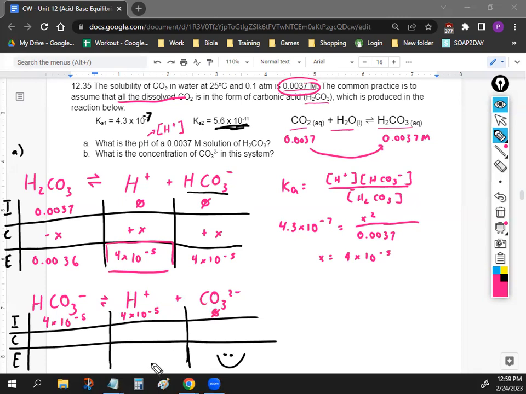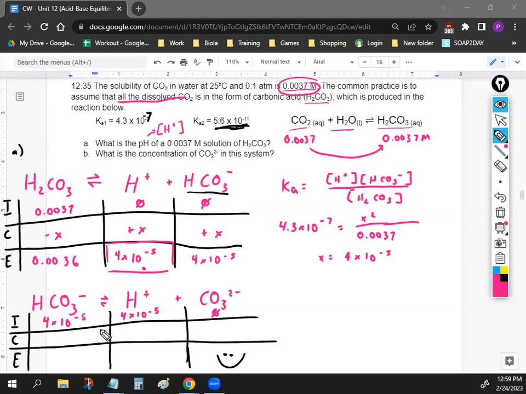Sorry, why are we writing an initial value for H plus? Because we have an initial value right here for H plus. It's the same compound, exactly. The first ionization releases some H plus, so you start with both of these. Okay, good question.